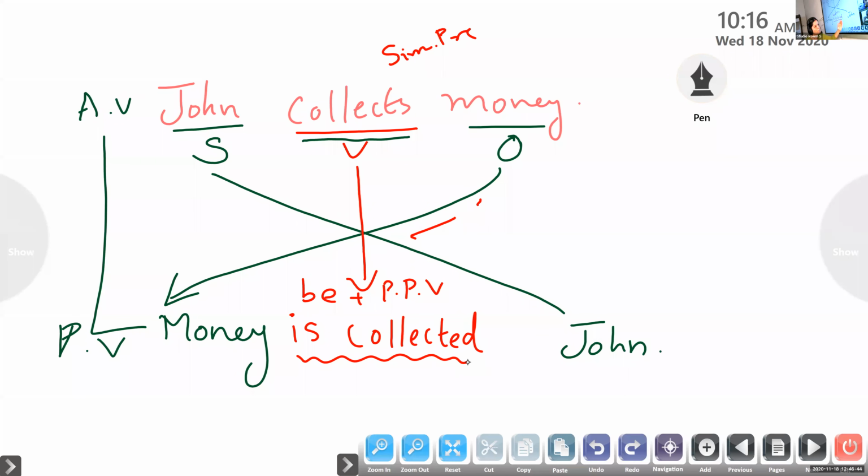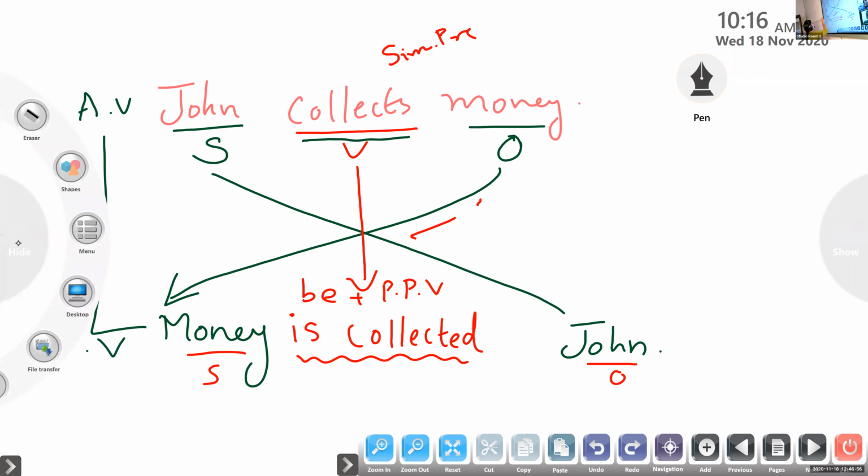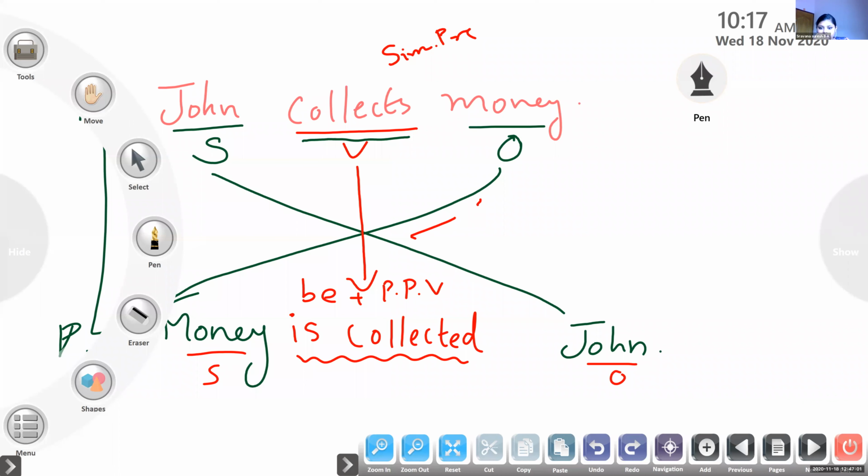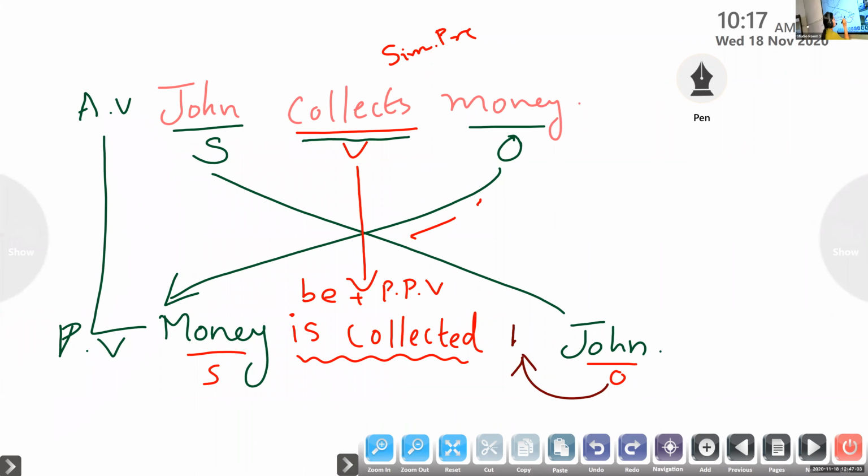And third point, remember we should use the preposition by. So now we got the subject here and we got the object here, isn't it? Yes, ma'am. Now we should use the preposition by before the object of the passive voice. Got it? So my sentence is money is collected by John.